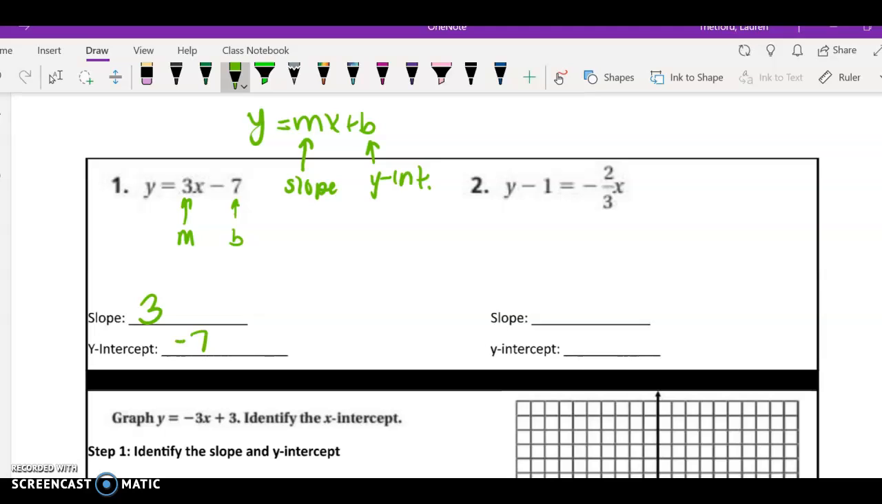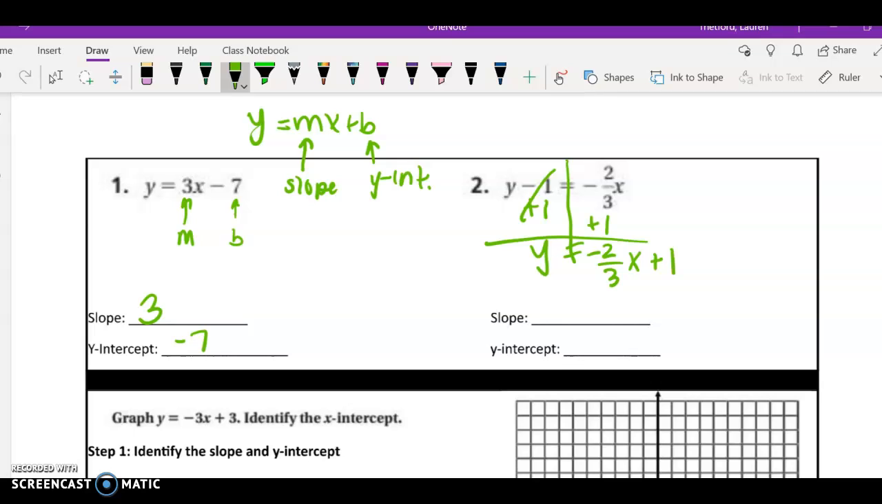For number 2, y is not by itself yet, so we need to draw a line, and we're going to get y by itself by adding 1 to both sides. So now these cancel out. -1 plus 1 is 0, leaving us just with y equals -2/3 x plus 1, but this 1 doesn't have an x, so they are not like terms, so I can't combine them. So I just rewrite my fraction, my letter, and then I add that 1 at the end.